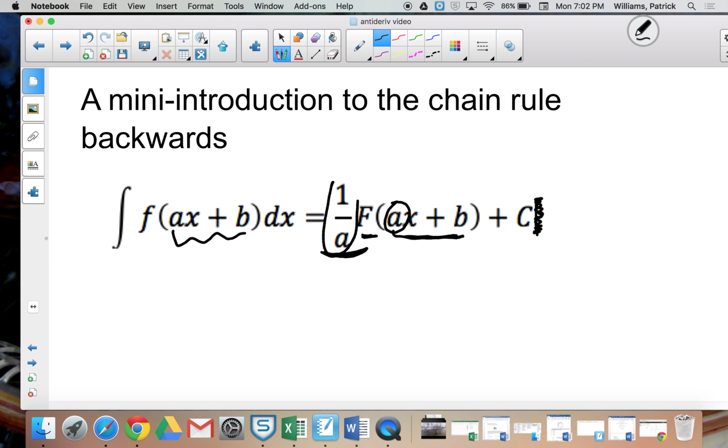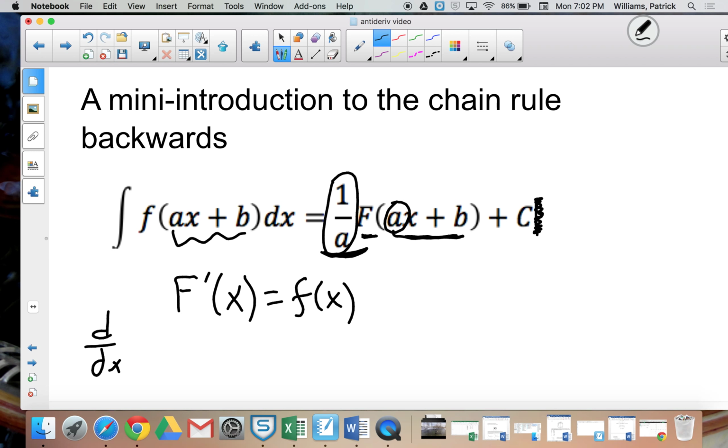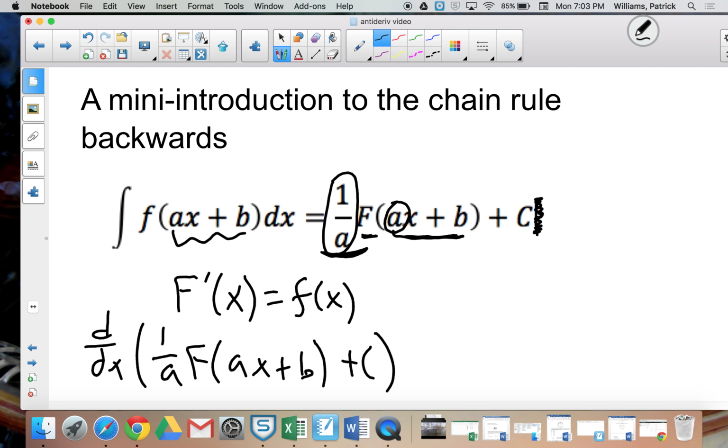But let's talk about why this 1 over a comes out of here. Remember that the fundamental theorem of calculus tells us that the derivative of an antiderivative just gives us a function. So if we take the derivative of 1 over a times capital F of ax plus b, plus c, what do we get? The 1 over a is a constant out front, so that stays the same. We get capital F prime of ax plus b. Then by the chain rule, we must multiply this by a because we have a function within a function right here. And then the derivative of a constant is just 0, so we're left with this.